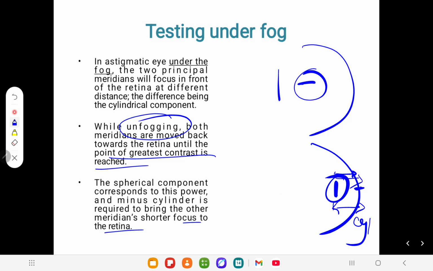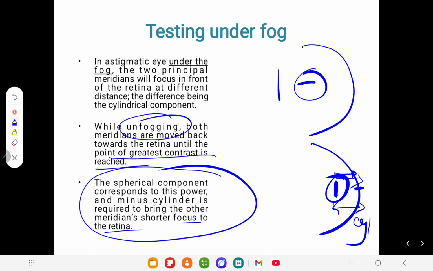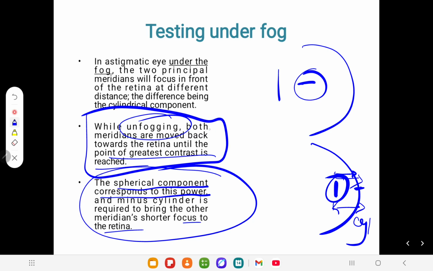So that's why the third line is very important, and many of the students don't understand it. The spherical component corresponds to this power. To which power? The second line. While unfogging, both meridians move back towards the retina until the point of greatest contrast is reached. What do you mean by point of greatest contrast? This means one meridian touches the retina and another meridian is still myopic. Are you getting the concept?